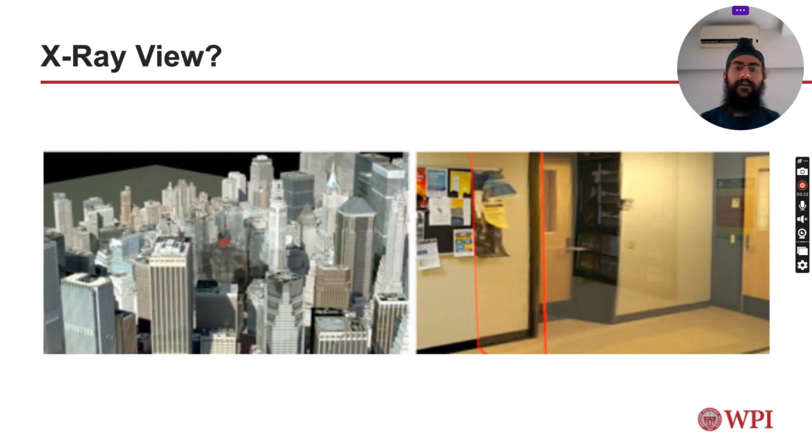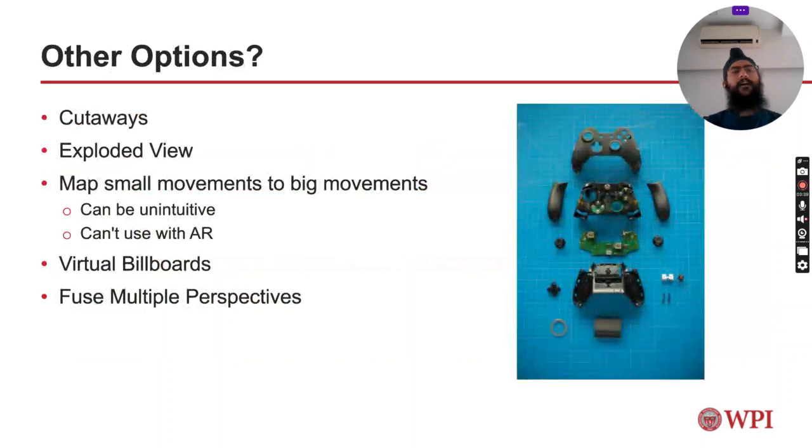And then looking on the right, we have a different problem where we're trying to see that hallway, and now we can see it very clearly with this X-ray view, but we can't see the wall to our right very clearly anymore. And that's important so that we can avoid bumping into it, for example. So what are some other options that we could try?